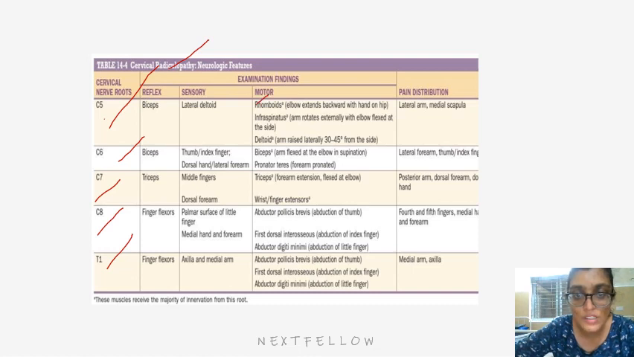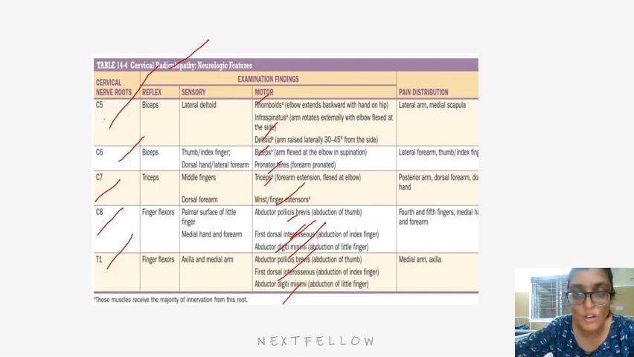Motor is rhomboids, infraspinatus, and deltoid. C6 is biceps, pronator teres. C7 is triceps and wrist and finger extensors. C8 is abductor pollicis brevis, first dorsal interosseous, and abductor digiti minimi. T1 is abductor pollicis brevis, first dorsal interosseous, and abductor digiti minimi.